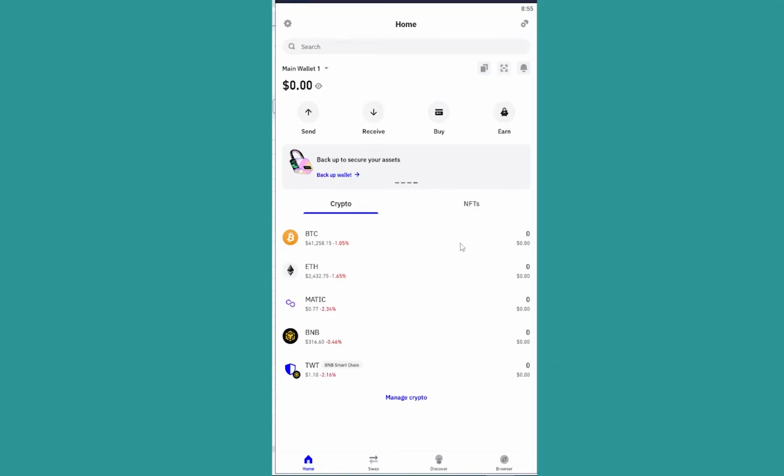Now Trust Wallet doesn't allow us to sell crypto, you can only buy crypto in Trust Wallet and store it. Because Trust Wallet is a wallet to store your crypto, you cannot sell it from here. So what you need to do is you need to take help of a third party platform. You can use Binance or you can use Coinbase or any other platform you know where you can sell crypto.